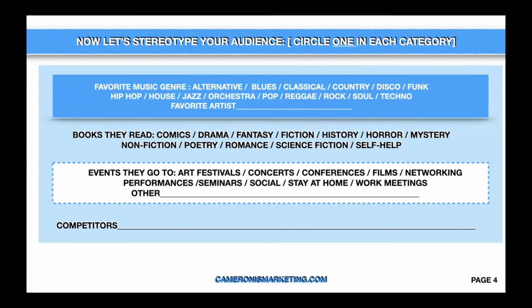And then events they go to, whether they're festivals, concerts, conferences, films, networking, performances, seminars, social, stay at home, work meetings, or other. And then the last one is competitors. Who has your audience now? This here will make it so much easier. I'm going to show you a tool that Facebook gives us for free that gives us all this data. So if you have no idea who your avatar is or who you want to target, you can start to create your custom audiences within Facebook's free tool that I'm going to show you in just a minute.